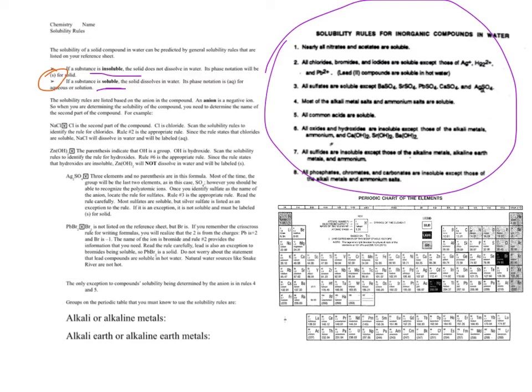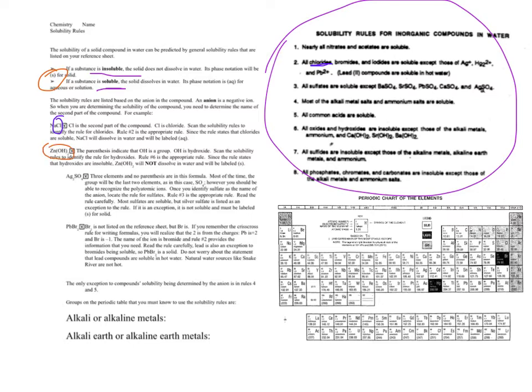So when you're determining solubility, you need to determine the name of the second part of the compound. So again, for this one, we have Cl, which is chloride. It's the second part of the compound. You're going to scan your rules until you find the chloride rule. So chlorides are soluble except for those of silver, mercury, and lead. So we have sodium. Sodium's not an exception. So the compound sodium chloride would be labeled AQ in a single or double replacement.